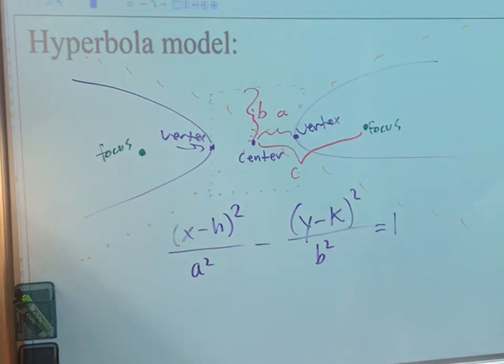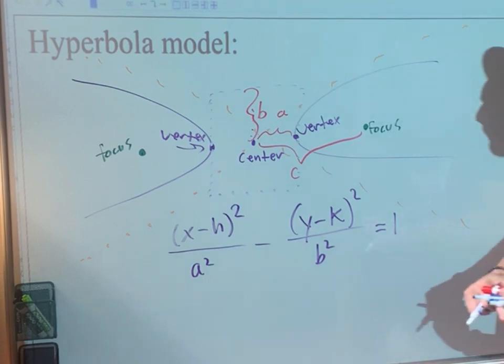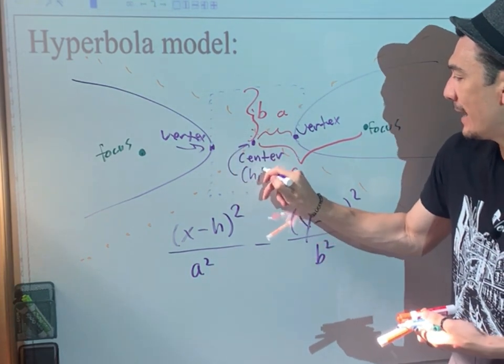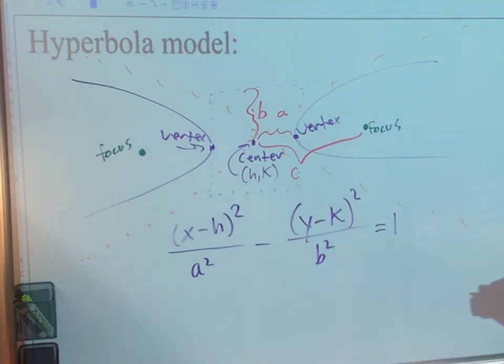Always equals 1. Where, of course, h and k, right? Let's not take this for granted. H and k, those are the coordinates of the center, h and k. The center is at h comma k.